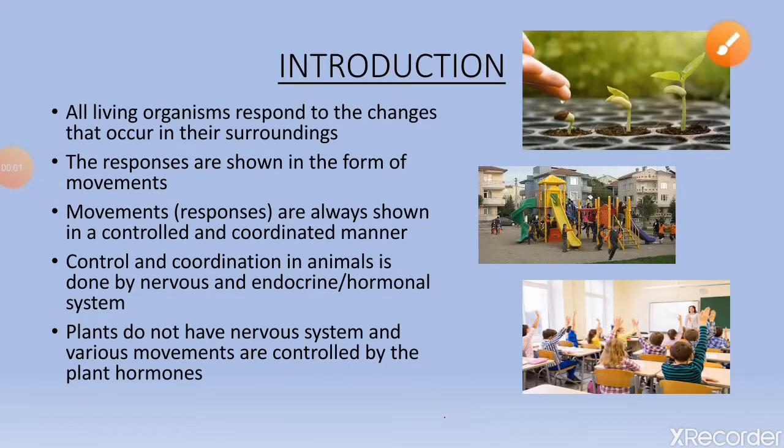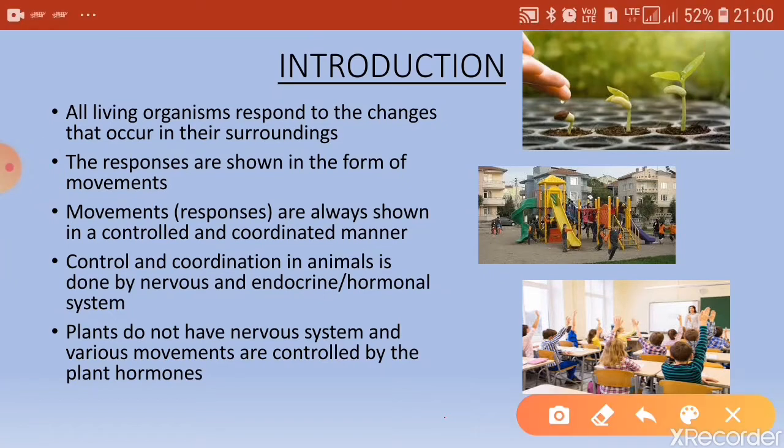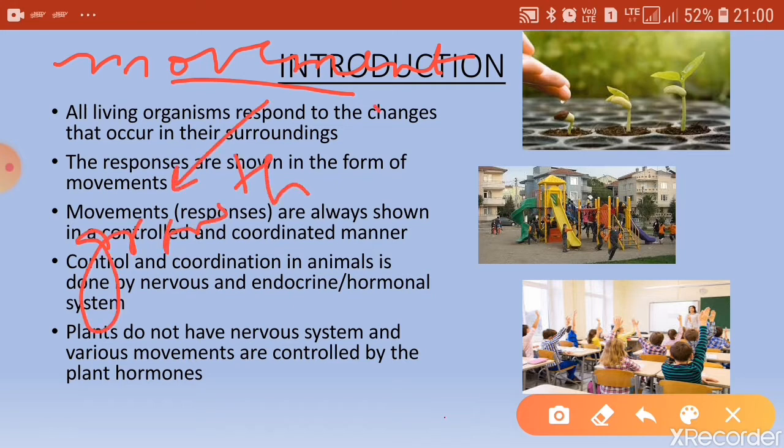Students, as you all know, the most important criterion to be living is movement, right? This was told to you in the first chapter, right? So movement is the most important criterion to be living, and movement may be growth dependent or growth independent.